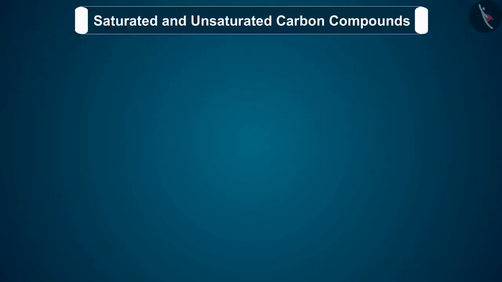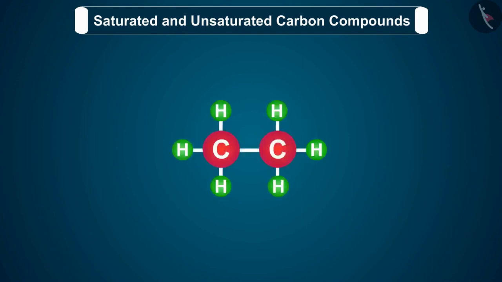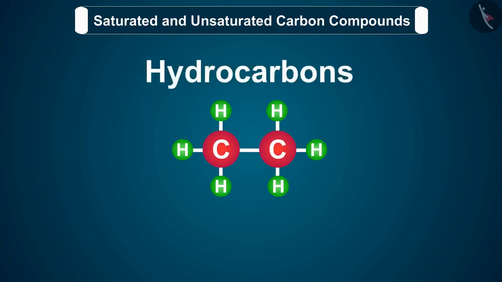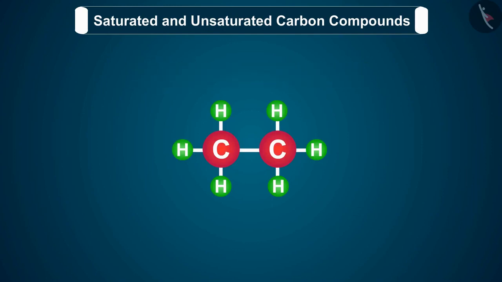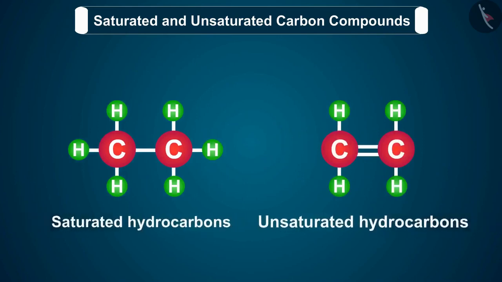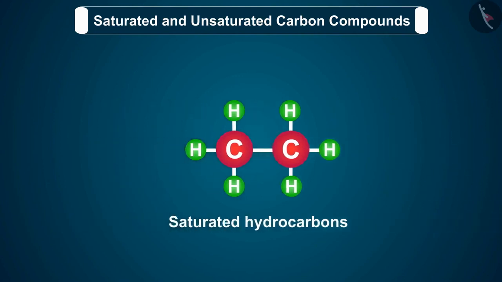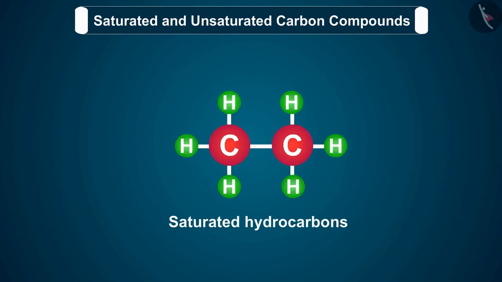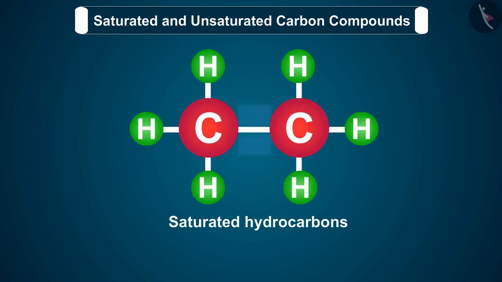So children, before we move ahead with our discussion, we should know that a compound made up of hydrogen and carbon only is called a hydrocarbon, and these hydrocarbons are of two types, which are saturated and unsaturated hydrocarbons. Children, first of all, we will discuss saturated hydrocarbons, and they are also called alkanes. A hydrocarbon in which carbon atoms are connected only by single bonds is called a saturated hydrocarbon.